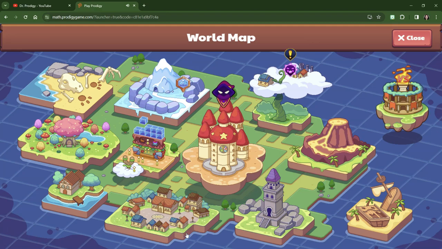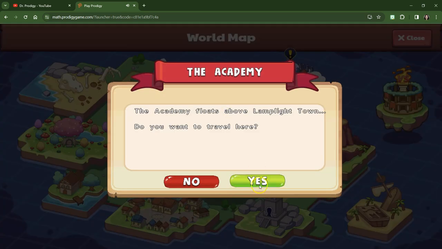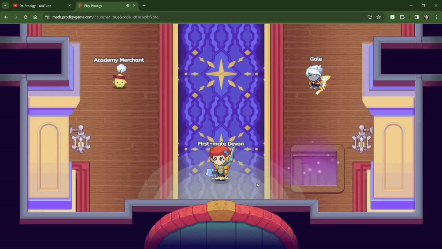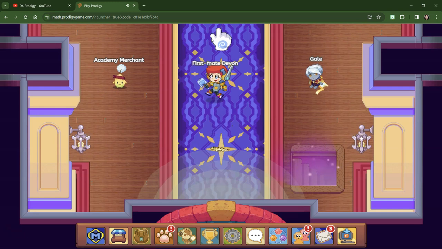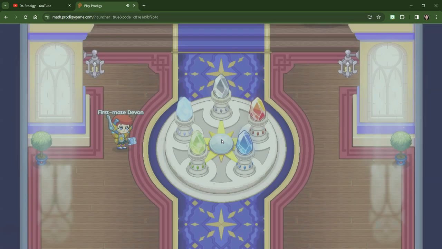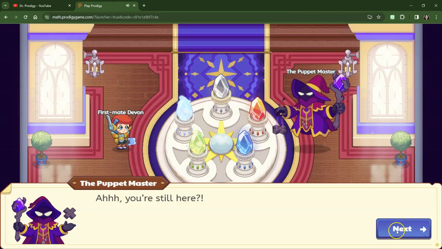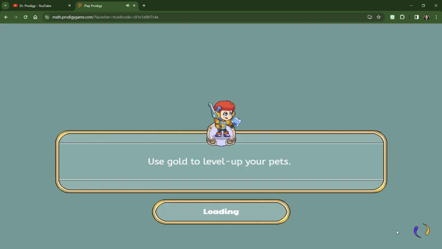We are hopefully going to work on some second grade questions relating to adding up to 20. So let's see what we got going on. Oh no, what are we gonna face now? Puppet master.